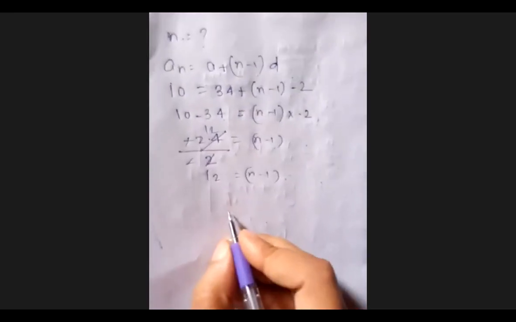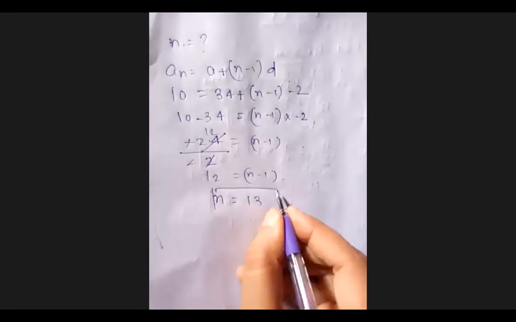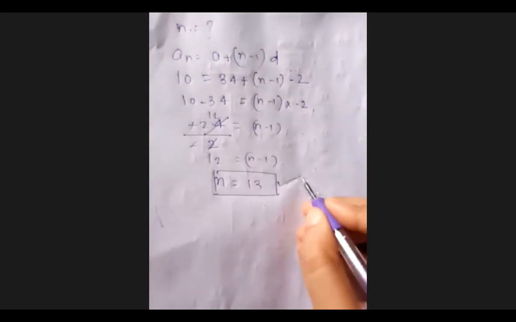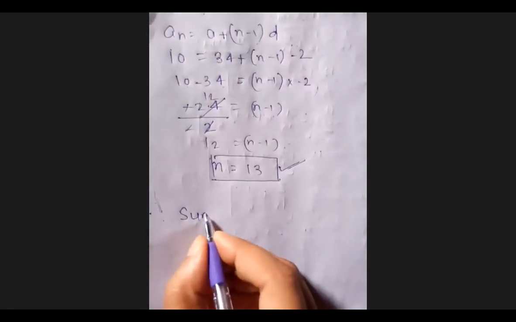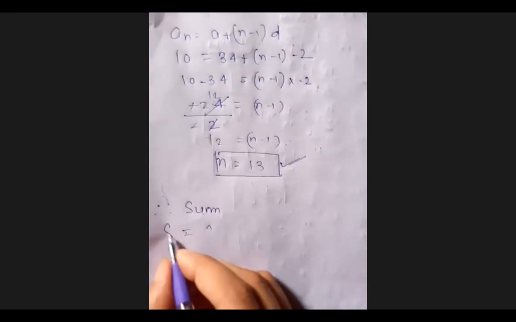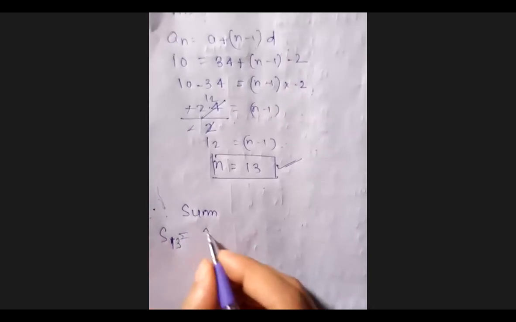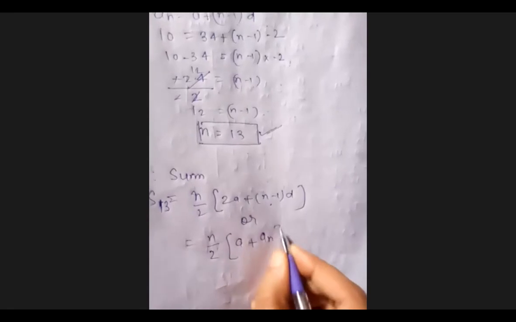So what is the value of n now? Your value of n is 13, right? So after getting the value of n, now you can find out the sum of this complete AP. So sum of this AP will be your S13. You can find it using n upon 2 into 2a plus n minus 1 into d with the help of this formula, or you can apply this one formula which I told you, like a plus an. This also you can apply.